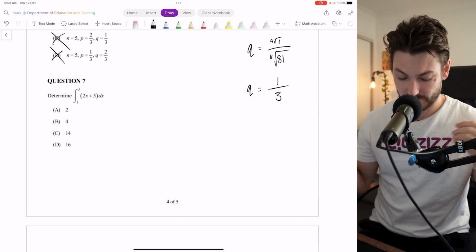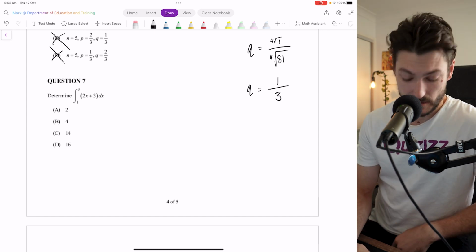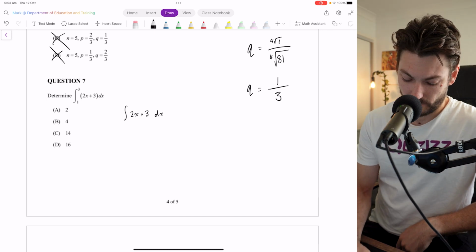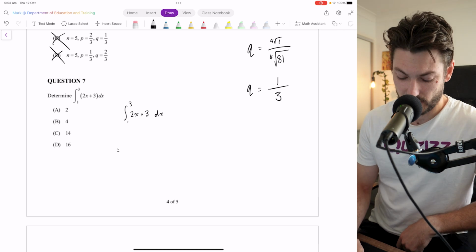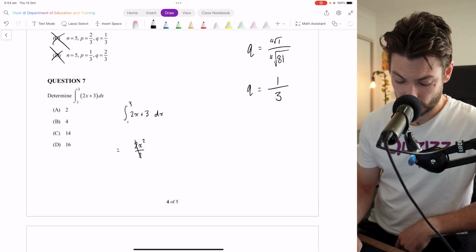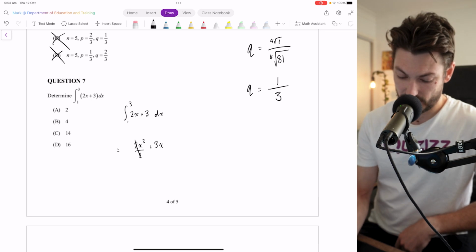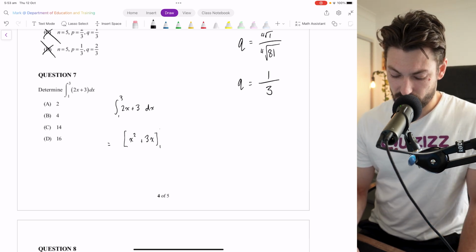So the integral from 1 to 3 of 2x plus 3. First thing we're going to do is just integrate this thing. So the integral of 2x plus 3 dx from 1 to 3 is going to be equal to, now 2x, you raise the power, so it's going to be x squared, divide by the new power of 2. So it's going to be 2x squared on 2, but of course those 2's cancel and I'll just have x squared. And then plus 3x. So it's going to be x squared plus 3x. I'm actually going to rub out that because it's going to look ugly. X squared plus 3x, and we're going to evaluate it between 1 and 3.